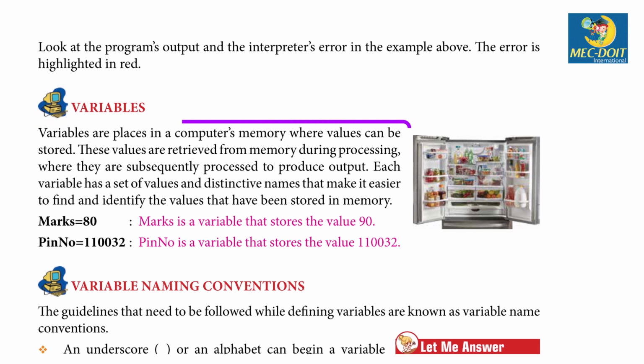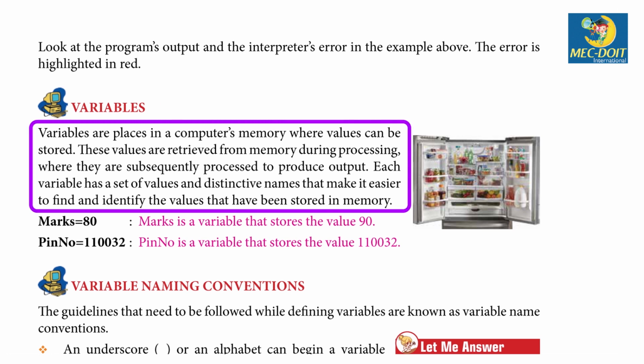Variables. Variables are places in a computer's memory where values can be stored. These values are retrieved from memory during processing, where they are subsequently processed to produce output. Each variable has a set of values and a distinctive name that make it easier to find and identify the values that have been stored in memory.